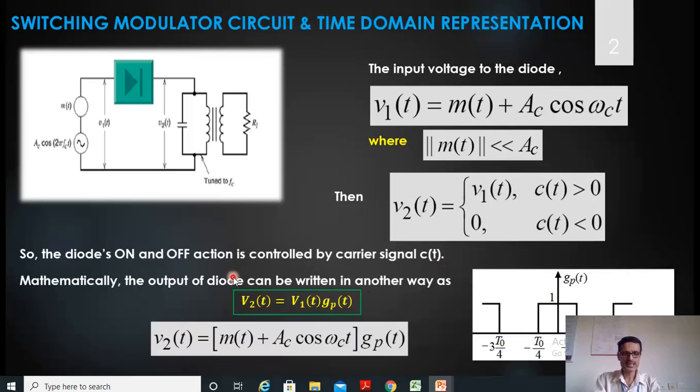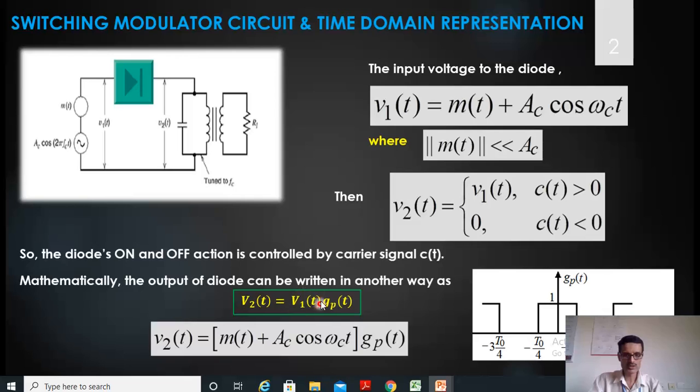So that means I can represent the relation between the output and the input using another method, that is V2 of t is equal to V1 of t multiplied by a series of pulses, gp of t. So this equation and the previous equation are almost the same. Where gp of t is nothing but the series of pulses that I have shown over here. This pulse is on when c of t is greater than 0, and the pulse is off when c of t is less than 0. I will show you this in the next slide.